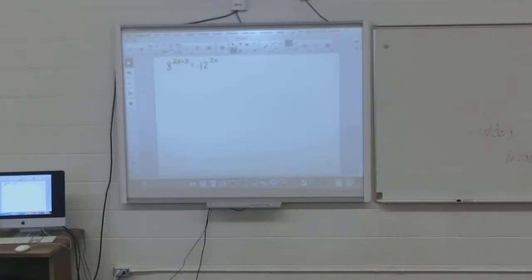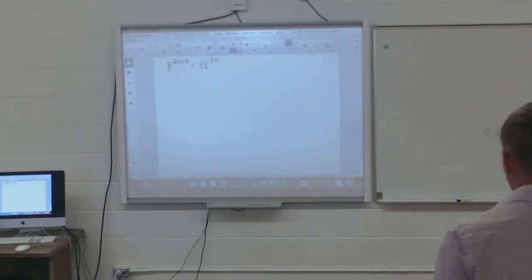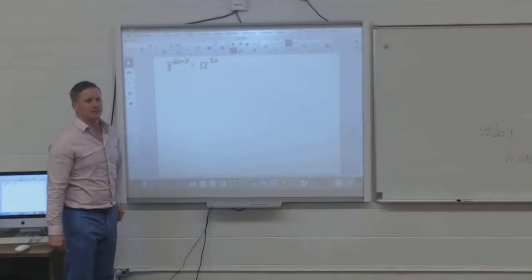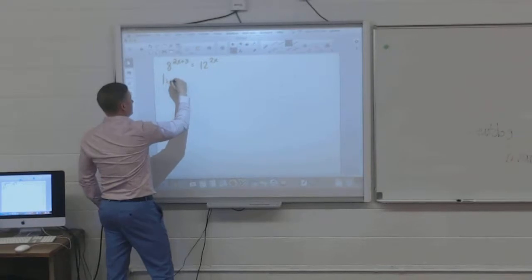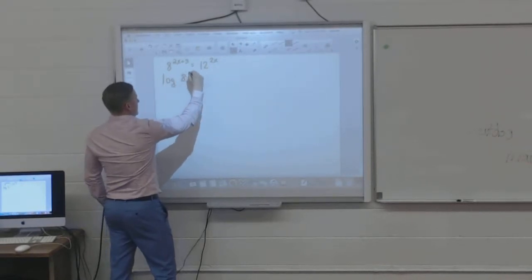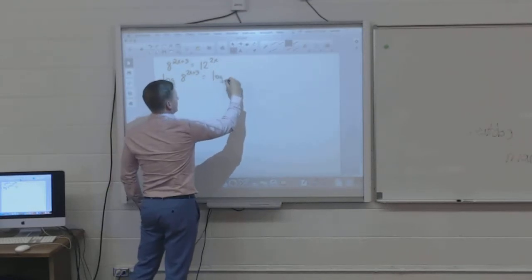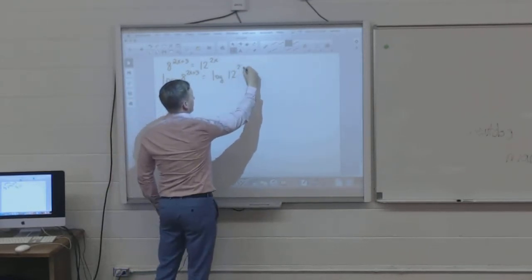Not able to change this base. So what I do, in this situation, is I take the log of both sides. So I go log 8 to the 2x plus 3 equals the log of 12 to the 2x.